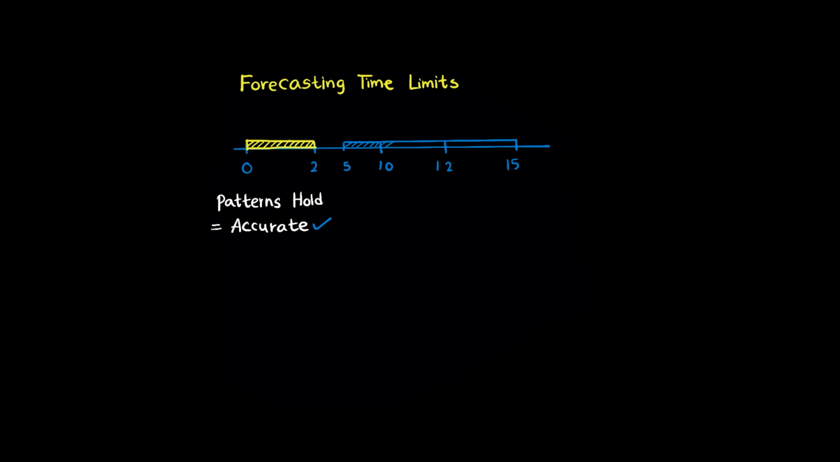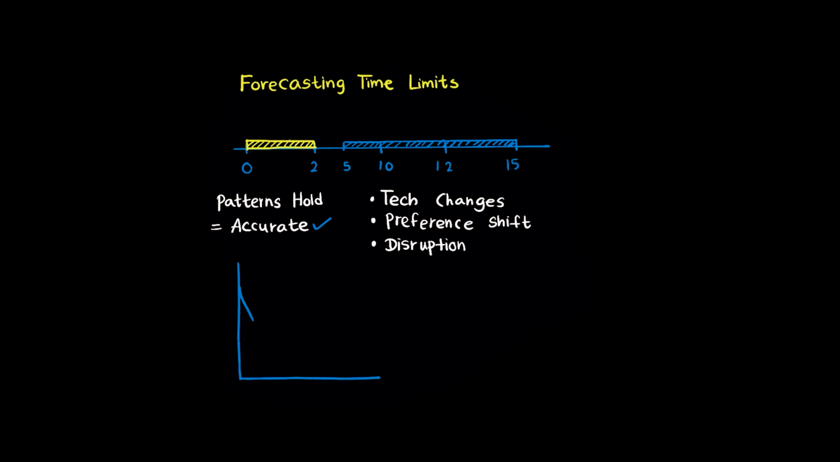Everything changes. New technologies emerge. Consumer preferences shift completely. Competitors enter with disruptive models. At 10 to 15 years, you're essentially guessing. The mathematical models break down because fundamental assumptions no longer apply. This is why forecasting methods explicitly recommend staying within 1 to 2 years for reasonable accuracy.